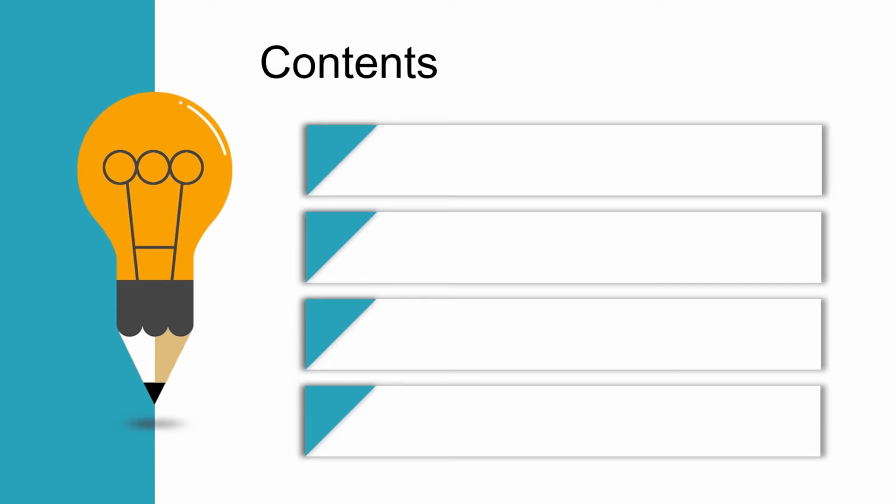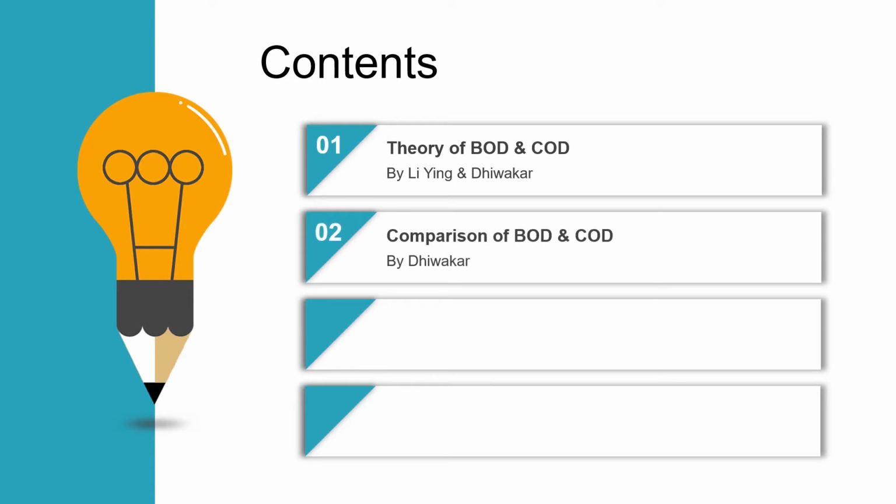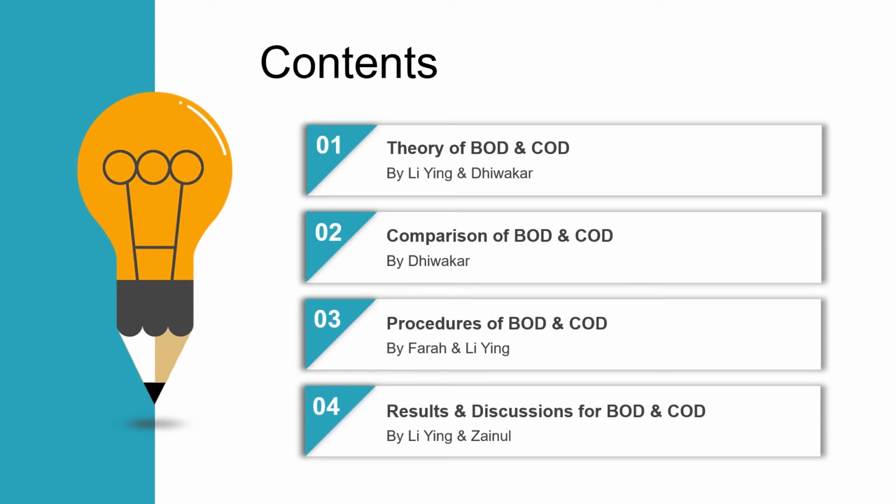First off, we'll start with the theory of BOD and COD, which will be explained by my colleagues Li Ying and Dhiwakar. We need to understand the fundamentals of these two tests in order to perform the experiment. Then, we will proceed with the comparison of BOD and COD by Dhiwakar. Next, we'll go through the procedures of BOD and COD by me and Li Ying in order to perform the experiment. Finally, we'll come to the fun part, at least for our group, which is the results and discussions for both BOD and COD by Li Ying and Zainul. So let's start our discussion.